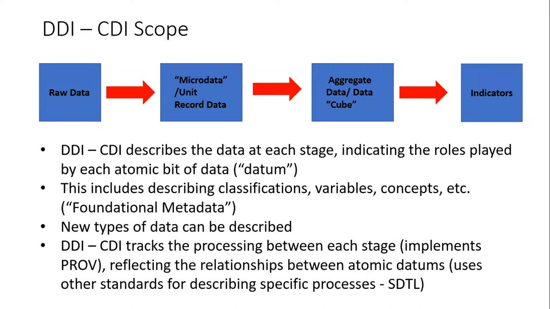DDI-CDI wants to describe the structures of each of those data sets, the roles that the datums play within them, and the processes that connect them. That's what DDI-CDI does. And it uses a lot of other standards to help it do that, but ultimately it is the description of this chain so that you can understand the data structures, identify the datums, and understand how they played into the processes and were used in processes to produce other data sets that might have different structures. They might reuse the datums, they might be the result of new datums coming into existence based on a processing of the old. And that's the scope of DDI-CDI.